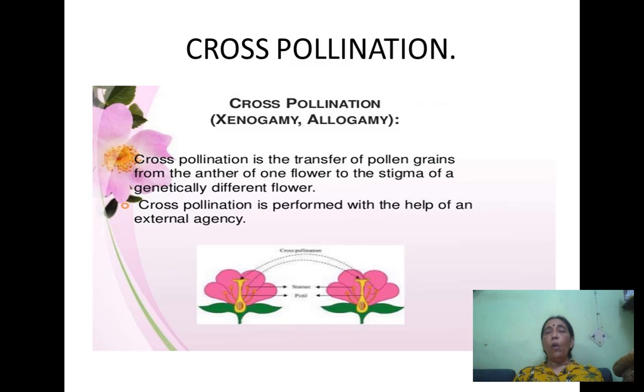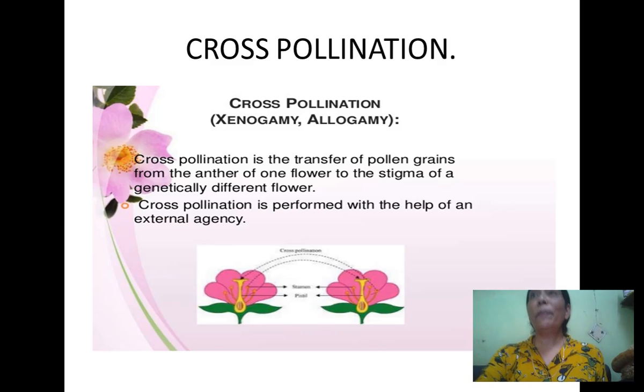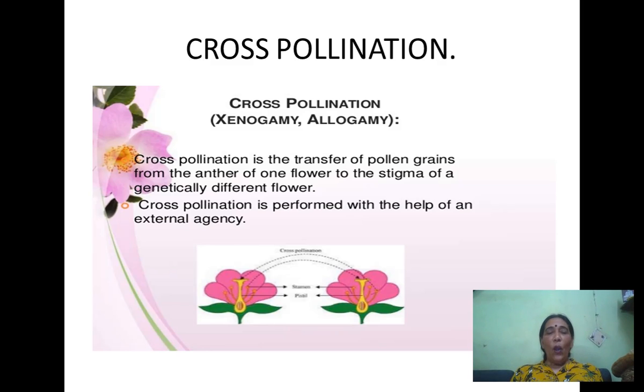Now let us see what is cross-pollination. Cross-pollination is also called xenogamy or allogamy. Cross-pollination is the transfer of pollen grains from the anther of one flower to the stigma of a genetically different flower. It is performed with the help of certain external agencies.